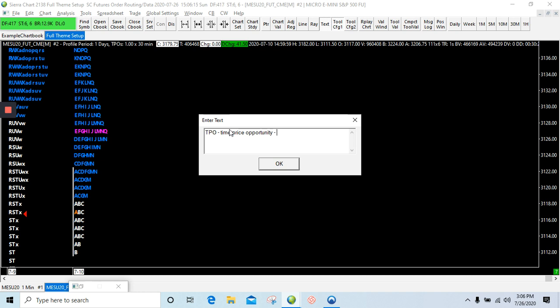So, time spent at price levels. All right, so let's keep that there. The next thing is that each letter is assigned to a 30-minute period. And the way it's split up on mine, so this is just an example, it starts from midnight and runs till noon, and then it runs from noon until midnight again. So it's a 24-hour period.